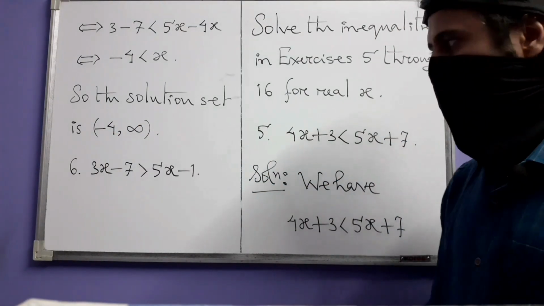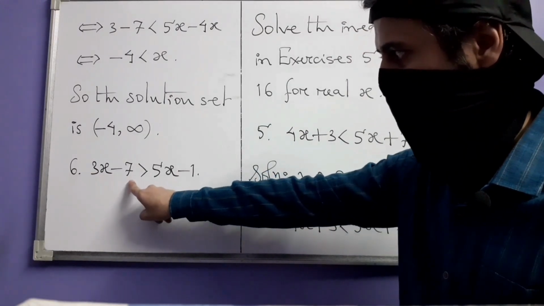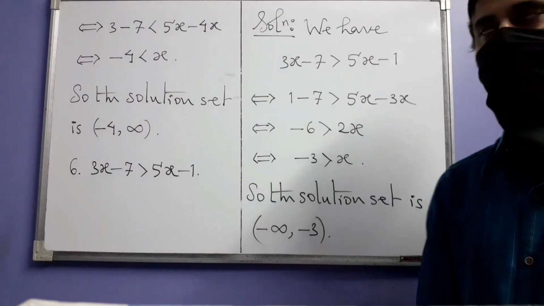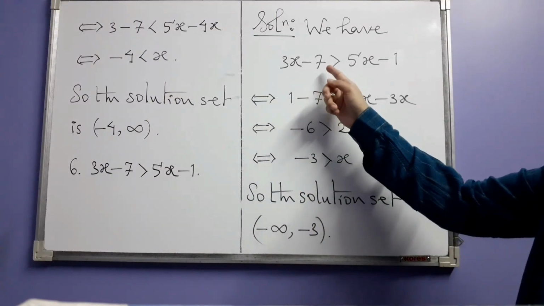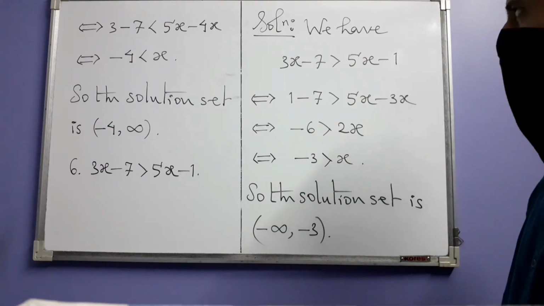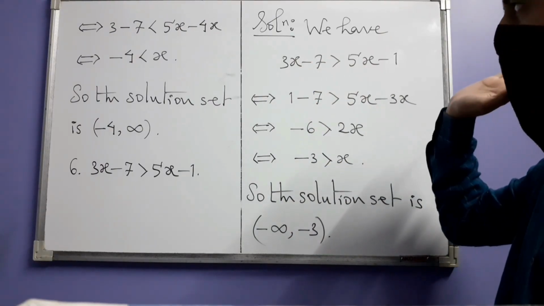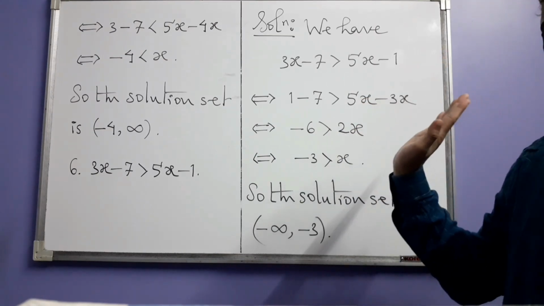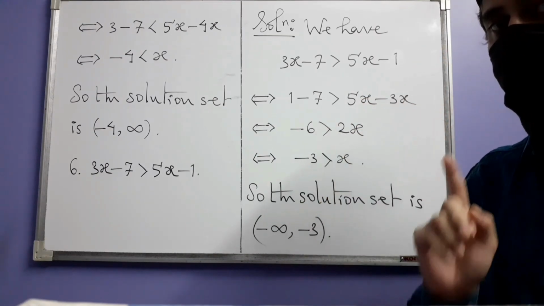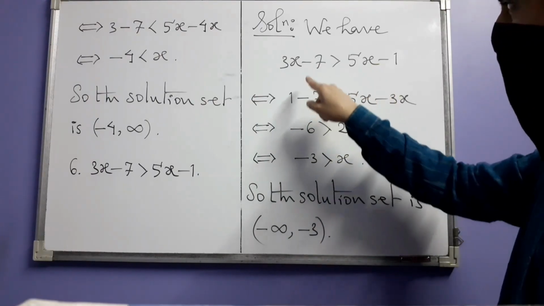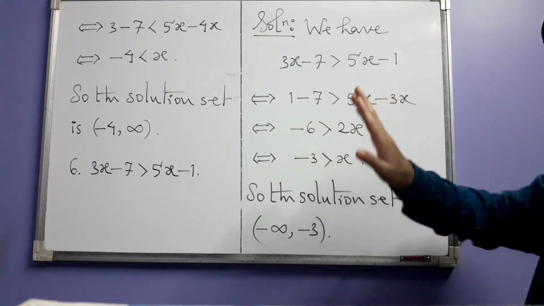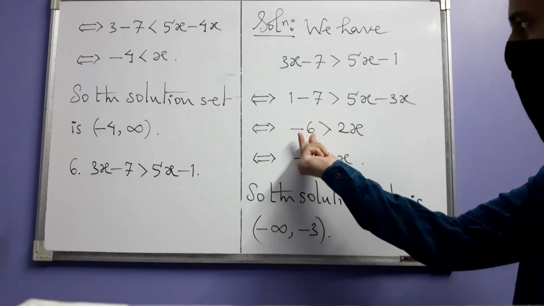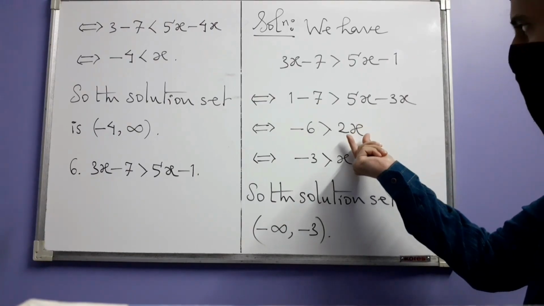And then the sixth one, where the inequality is 3x minus 7 greater than 5x minus 1. So the inequality this time is 3x minus 7 greater than 5x minus 1. So we subtract 3x from both sides. That makes the right hand side 5x minus 3x minus 1, but simultaneously we have also added 1 to both sides. That gave us 1 minus 7 on this side, and on the other side minus 1 gets cancelled out. So 1 minus 7 becomes minus 6, and 5x minus 3x becomes 2x.